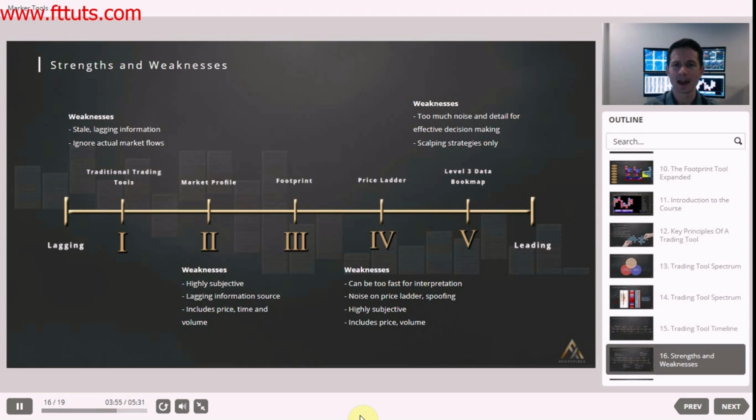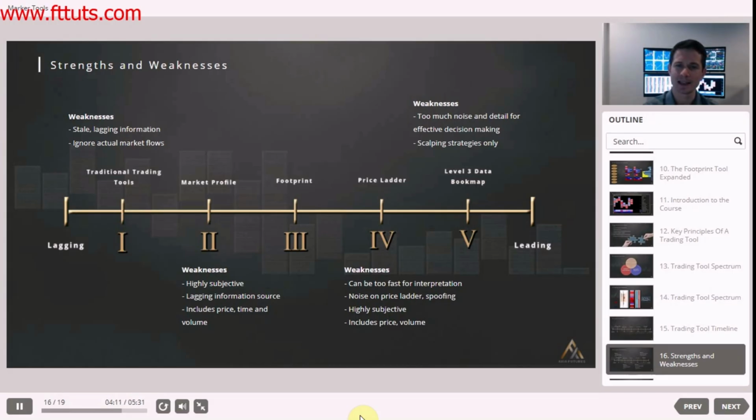And again, obviously the price ladder only includes price and volume. So it doesn't include any kind of relative changes. It doesn't include any kind of snapshots or summarized version of what's effectively occurring on the price ladder.